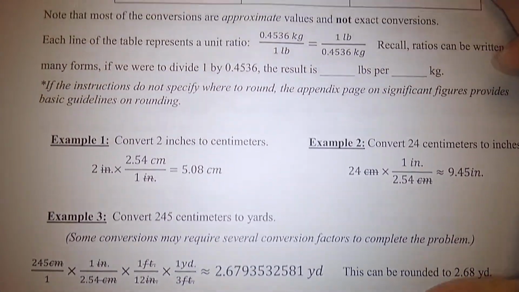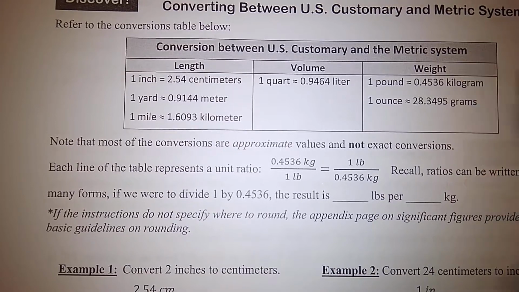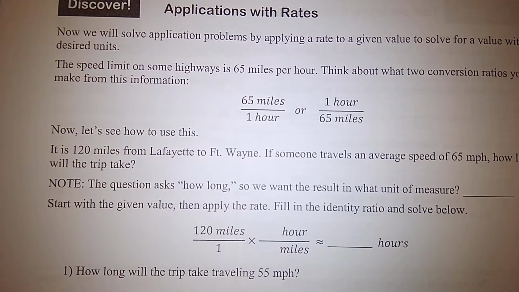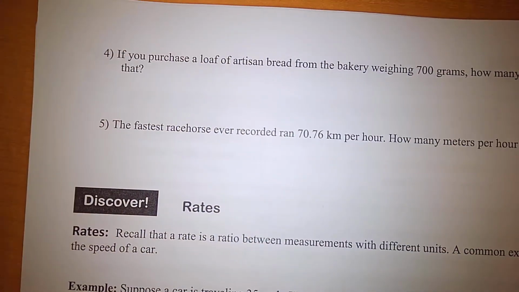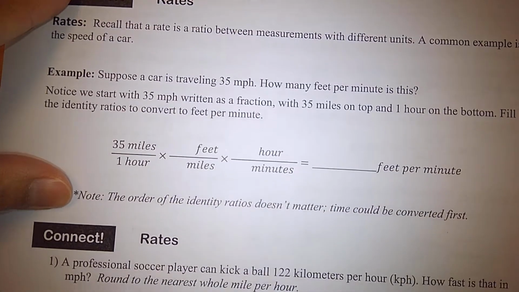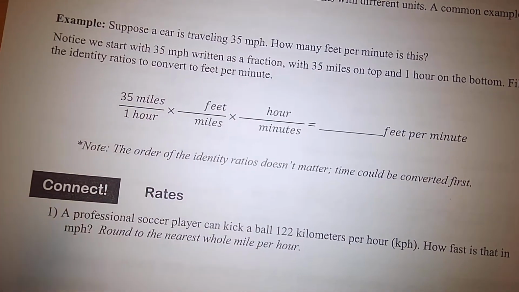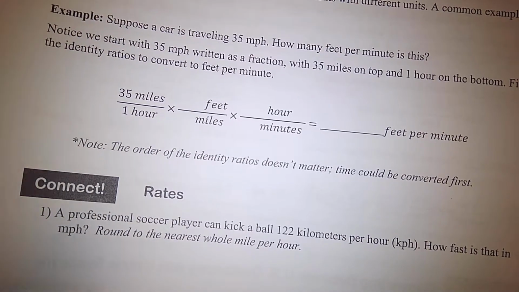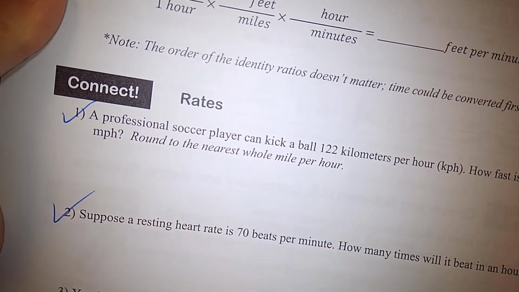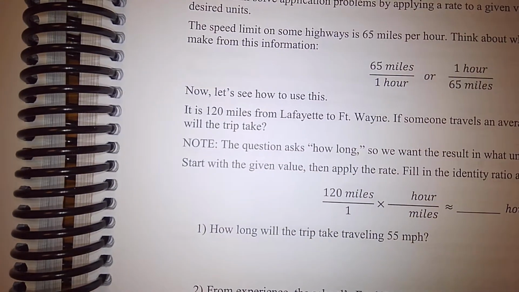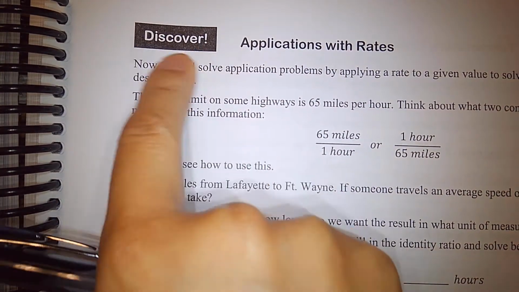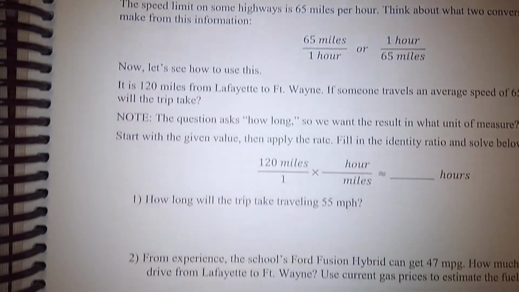Just half page. Okay, half page. Page 164. We will do the discover part, the rates. And then in the connect part, we will do question 1 and 2. I want you to do question 1 and 2, okay? All right, page 165, discover part only. Yeah, discover part only, okay?